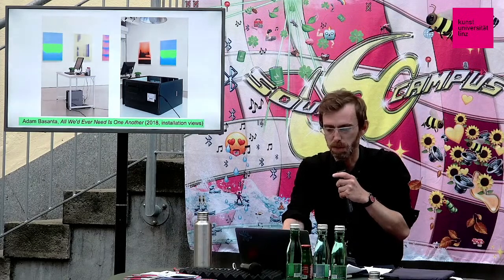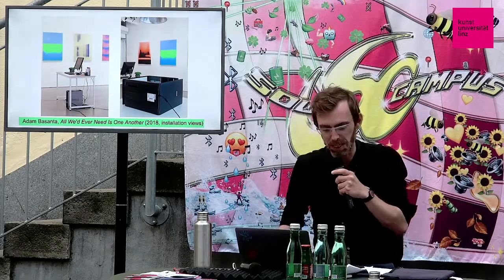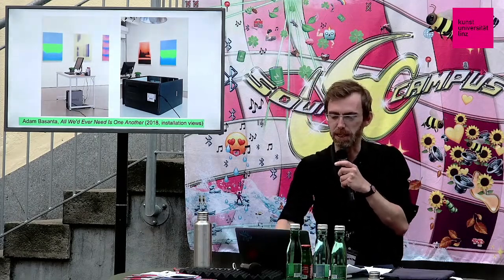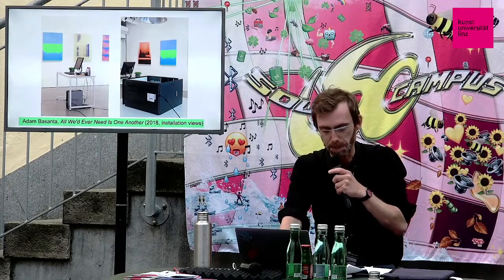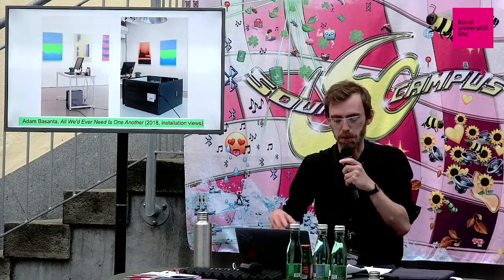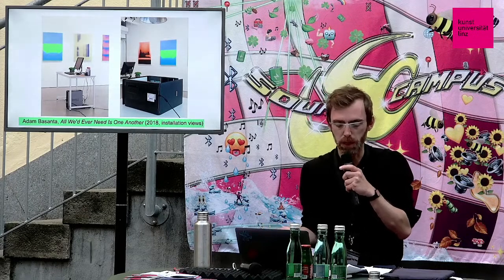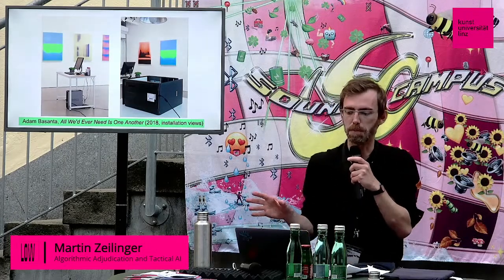So I want to say a few words about this very interesting AI art installation that I also talk about a lot in the book, by Canadian artist Adam Basanta, and the project is called All We'd Ever Need Is One Another. And what this project does is, in my mind, really beautifully expose the absurdity of rule-driven copyright enforcement, of the kind of algorithmic adjudication that Content ID, for example, executes.